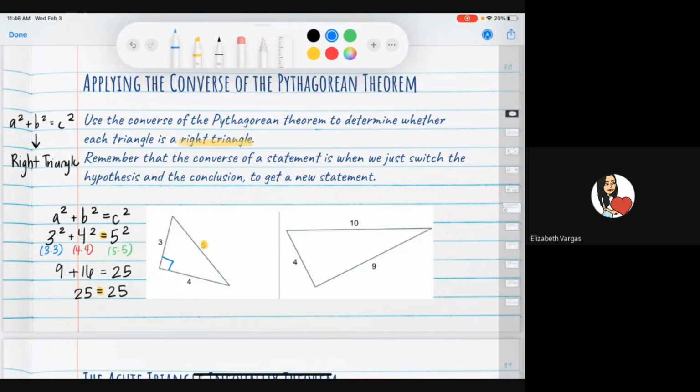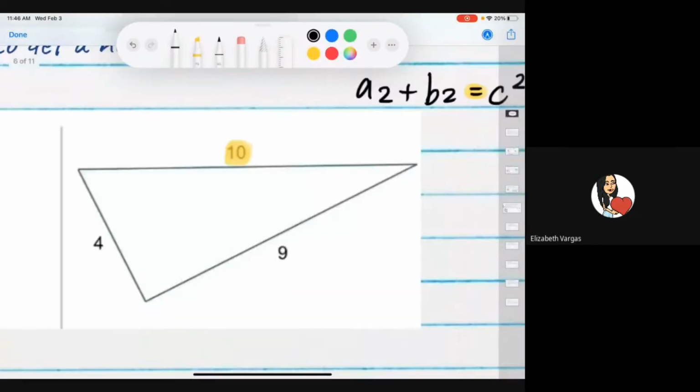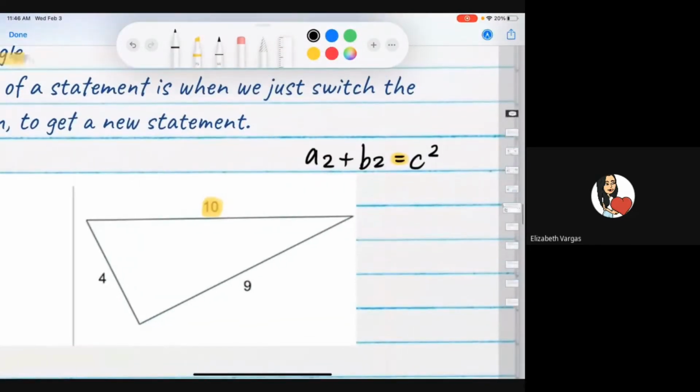Okay, now let's try this other triangle. Can we prove that this triangle is a right triangle? Well, let us see. Again, we want to use a squared plus b squared equals c squared. And if it does, in fact, equal c squared, then it will be a right triangle. Again, c is always going to be our largest side, so 10. So I'll plug those in. Oops, sorry, guys. Let me just zoom in. Okay, so 10 squared. A and b are interchangeable, so I have 4 squared plus 9 squared.